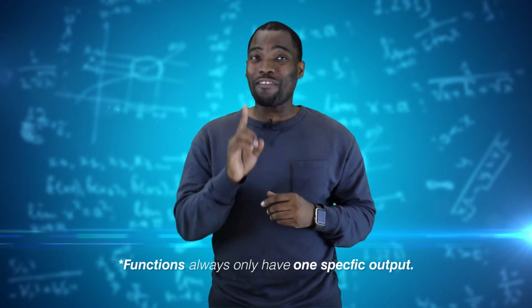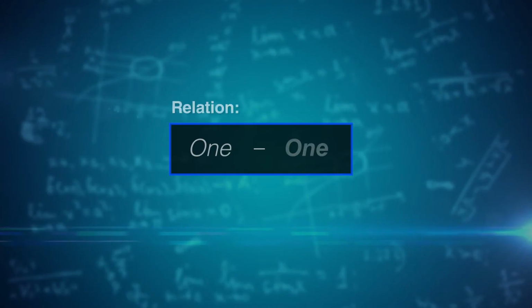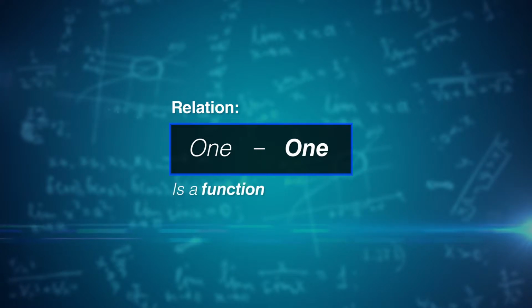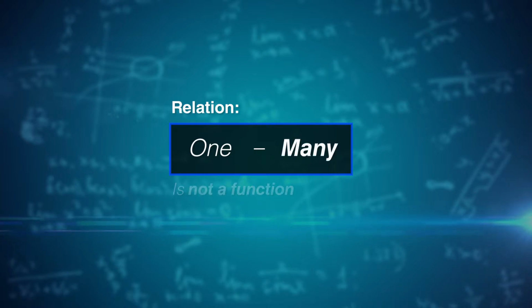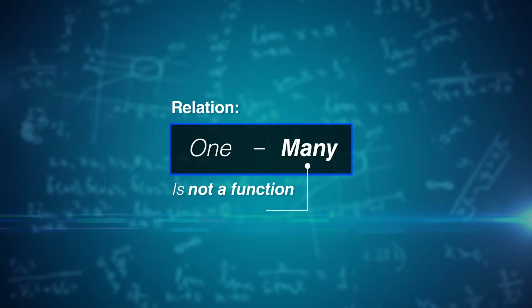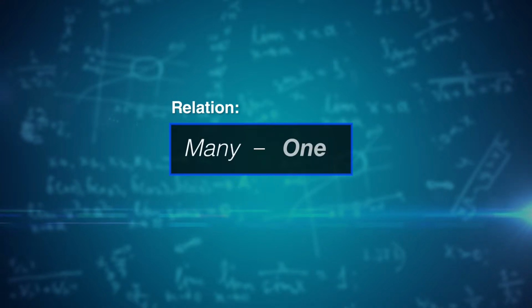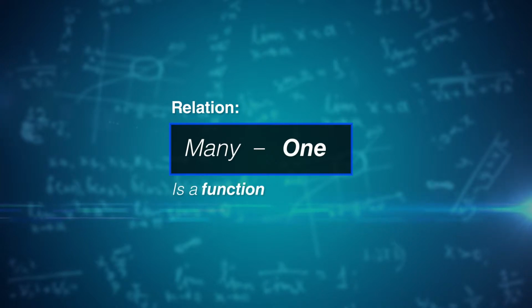So, if we look at the following relations, let's determine which ones are functions and which ones aren't, keeping in mind that functions only have one specific output. The one-to-one relation. This is a function, as our input only has a single output. The one-to-many relation. This is not a function, as our single input has various or multiple outputs. And then the many-to-one relation. This is a function as well, as many inputs also have a single output.